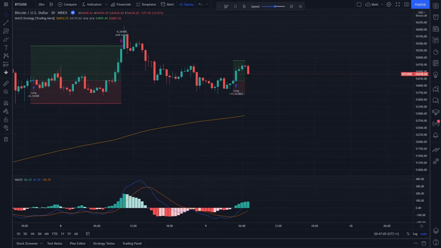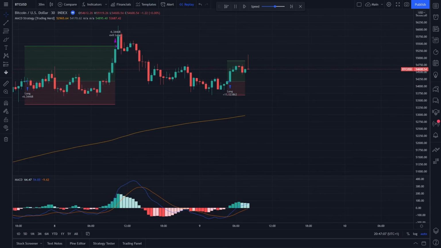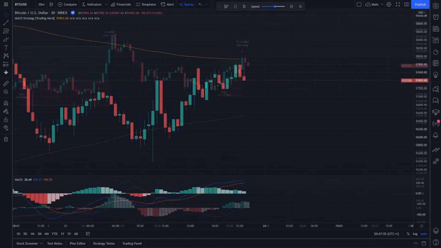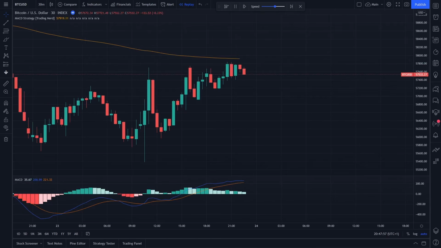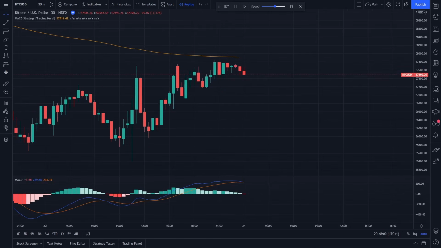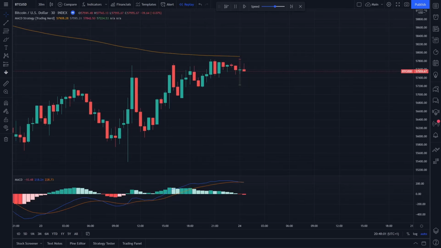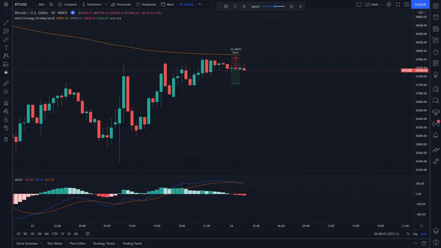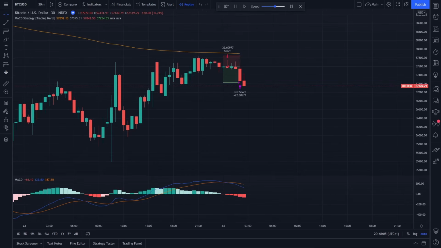At the open of the next candle, we will then enter a long position. For a short position, we are looking for the opposite signals. So the histogram needs to go from positive to negative and the signal line needs to be above the zero line. At the open of the next candle, we will then enter a short trade.